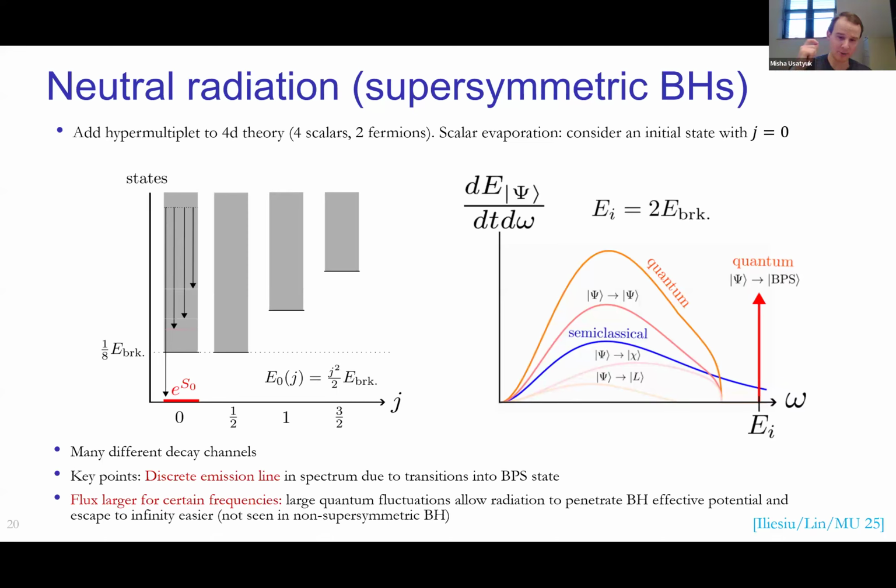So in addition to this discrete emission line that comes from emission into BPS states, we also get emission into these continuum states. So we get the sum of the orange curve and the red curve as the quantum answer. One nice thing here is that in the case of supersymmetric black holes, you can actually see discrete emission lines from gravity coming from transitions into these BPS states. This is something you couldn't see in the non-supersymmetric theory.